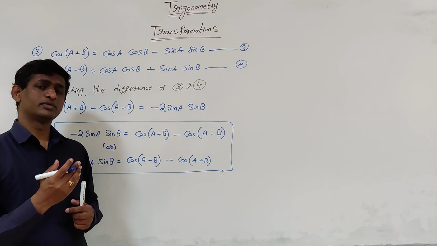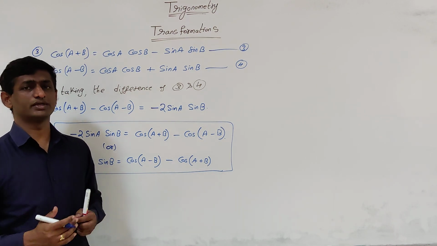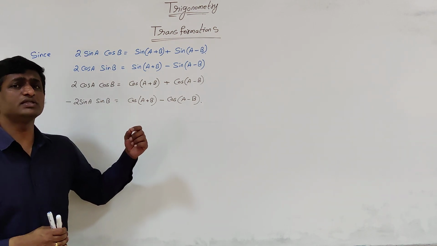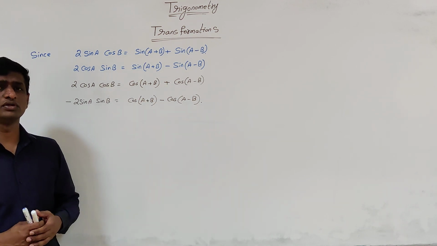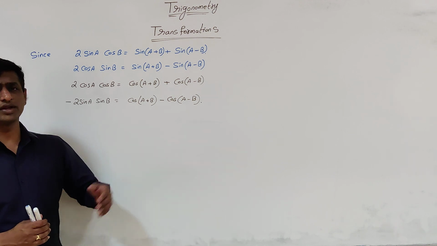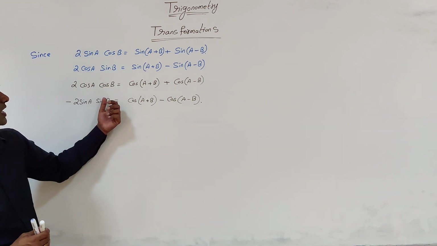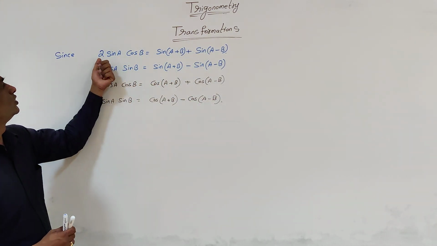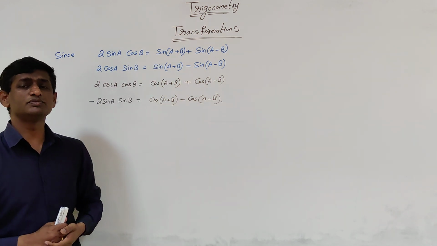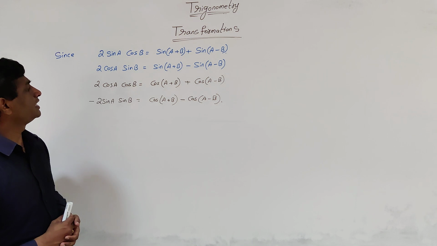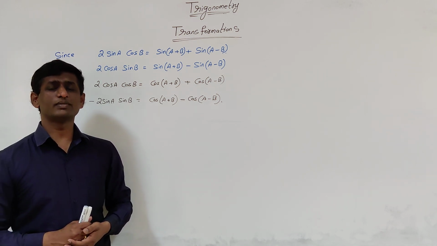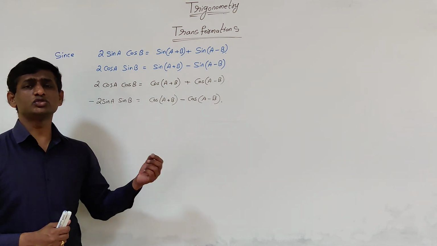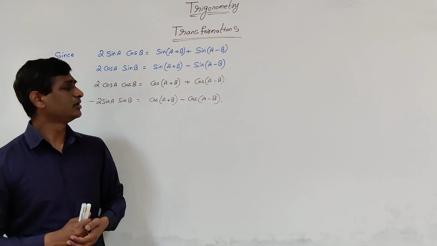Now we will see the sum to the product or difference to the product. We have seen this type of transformation, product to sum or product to difference. That is, 2 sin A cos B will be sin of A plus B plus sin of A minus B. 2 cos A sin B will be sin of A plus B minus sin of A minus B. 2 cos A cos B can be written as cos of A plus B plus cos of A minus B.